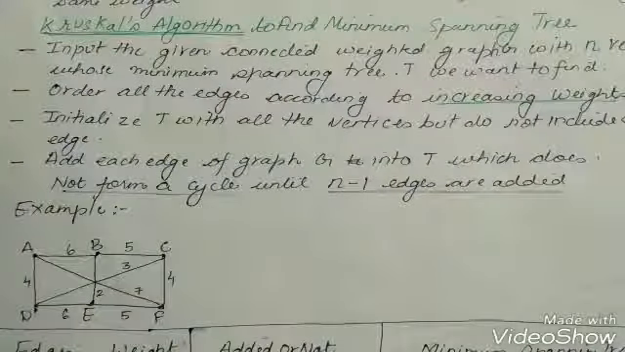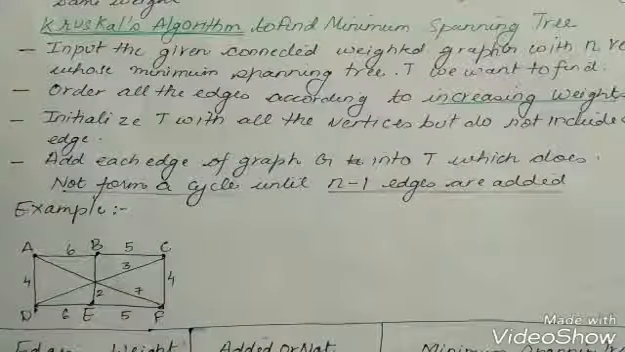Firstly, suppose here is an example. With the help of this example, I will explain these steps. Suppose this graph G is given to you. So firstly, you will input all the edges and all the vertices of this graph, and we will try to find a minimum spanning tree, which is represented by T, of this graph. Fine. So what we need to do is order all the edges according to increasing weight. So from this graph, we will write the edges in increasing weight order.